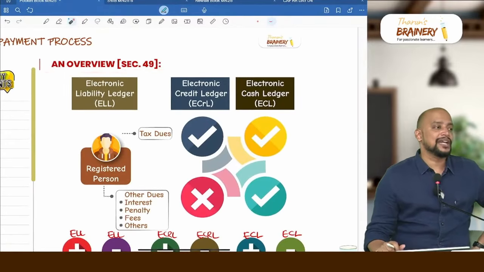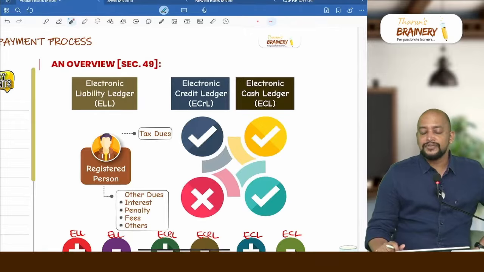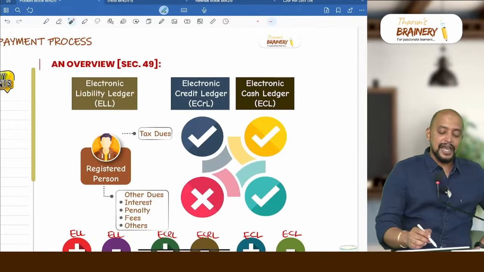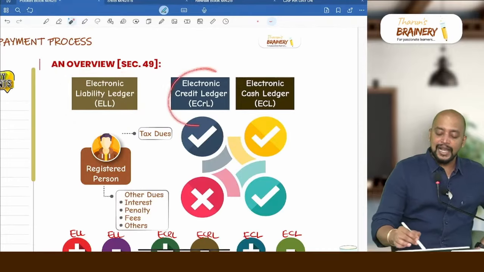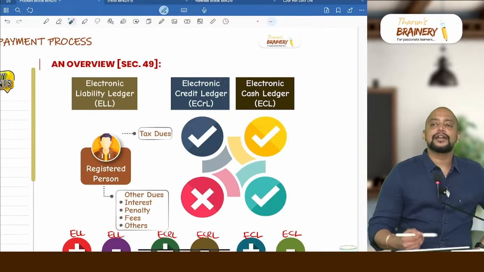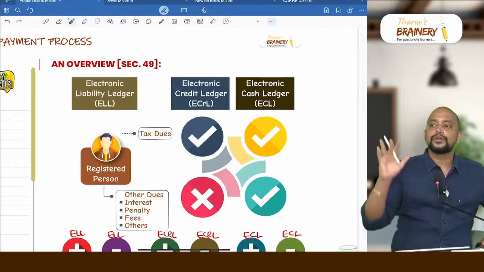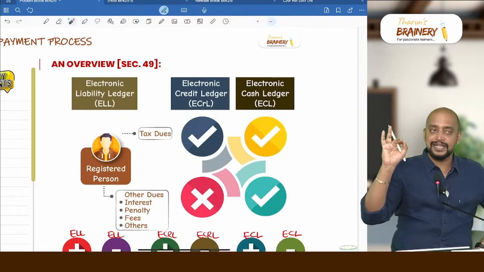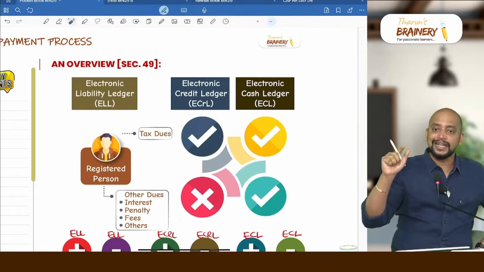As per section 49, what are the three ledgers which will be maintained by the GST network on behalf of every registered person? Electronic liability ledger, electronic credit ledger, and electronic cash ledger. What does the electronic liability ledger contain? Total 5: TIPFO, tax dues, interest, penalty, fees, and others.